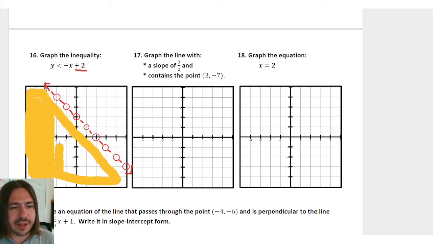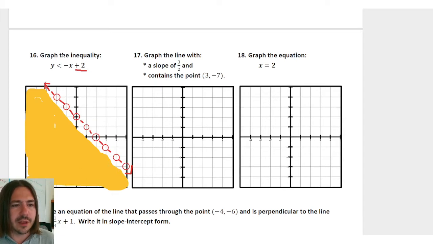So basically, the idea being that every point in this region, if you pick any combination of x and y, which corresponds to a point in this region, if I plug that into x and y in the inequality, it'll be a true statement. So like 0, 0, for instance, is in the shaded region. If I put 0 into x and 0 into y, I get 0 is less than 2, which is true. And that's going to be true for any combination of x and y in the shaded region here.